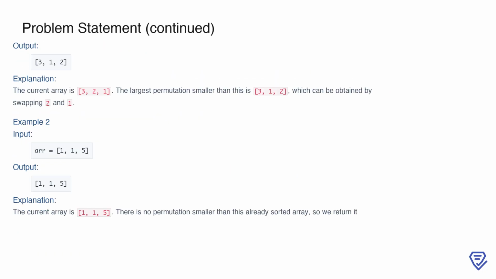In the first example, the input array is 3, 2, 1. The goal is to find the largest permutation smaller than this array. By swapping the elements 2 and 1, we get the array 3, 1, 2. This is indeed the largest permutation smaller than the input. Now, for the second example, the input array is 1, 1, 5. Here, the array is already sorted in ascending order, meaning there is no way to rearrange the elements to get a smaller permutation. So, in this case, the output is simply the array unchanged.